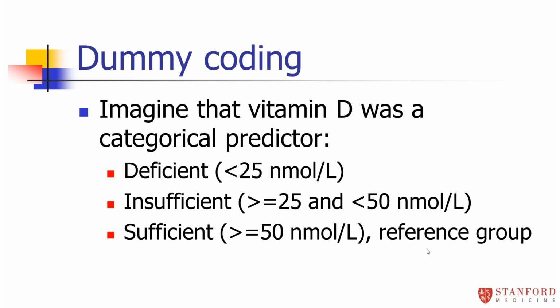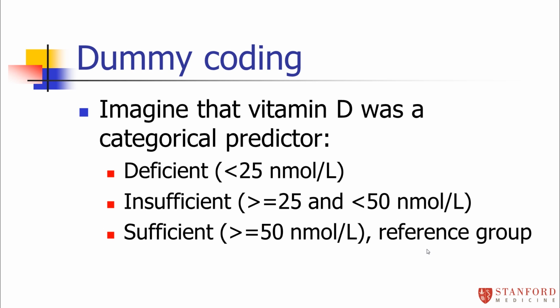Now I'm going to move to the more tricky concept, which is what to do when you have a categorical predictor with more than two categories. What we're going to have to do here is some dummy coding. We're going to translate our categories into a series of binary variables so that we can deal again with binary variables. So what if our vitamin D variable had been a categorical predictor rather than a continuous predictor?